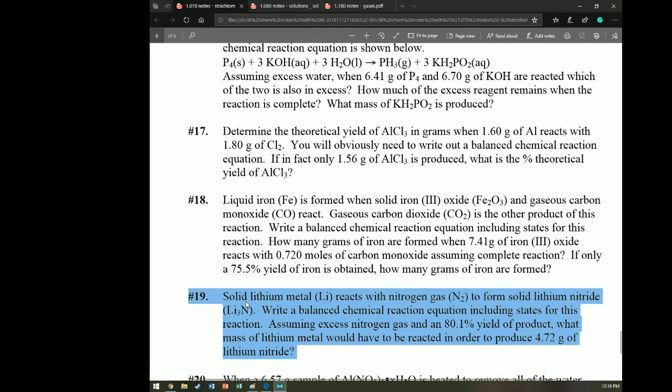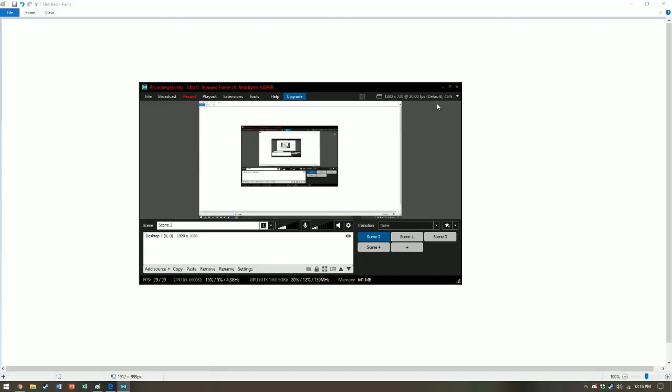Solid lithium metal reacts with nitrogen gas to form lithium nitride. Write a balanced chemical equation, including states, assuming excess gas and an 80.1% yield of the product. What mass of lithium metal would have been needed to produce 4.72 grams of lithium nitride? Pause the video now if you want to try it, and I'll be coming back in 3, 2, 1. All right, welcome back.